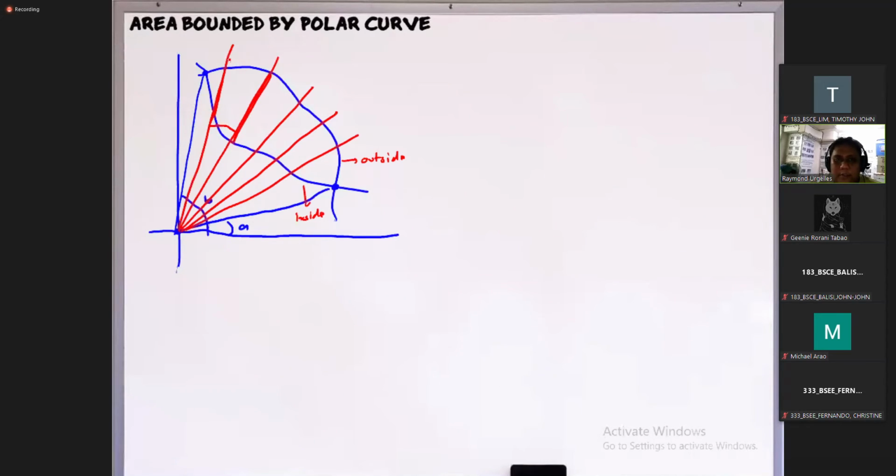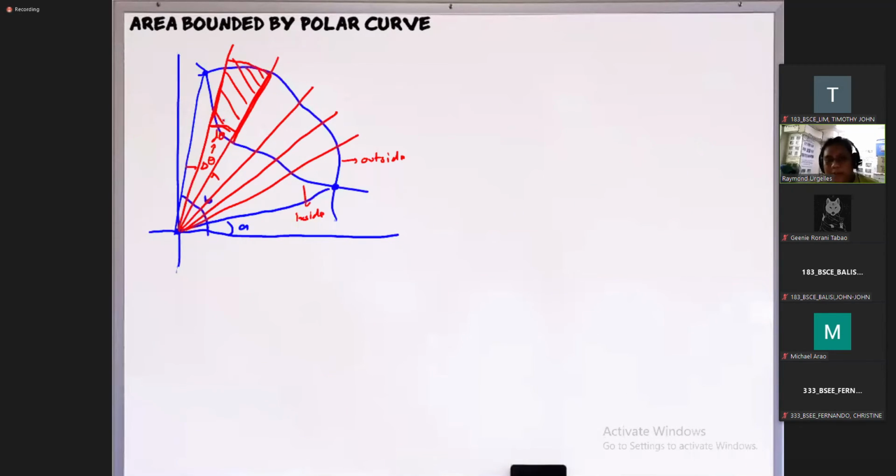So if we consider, for example, itong interval na to, imagine nyo lang tong arc na to. Itong parang medyo mukhang rectangle din na arc, diba? So if you consider this, yung angle natin dito will just be delta theta. As delta theta approaches 0, this will approach d theta.